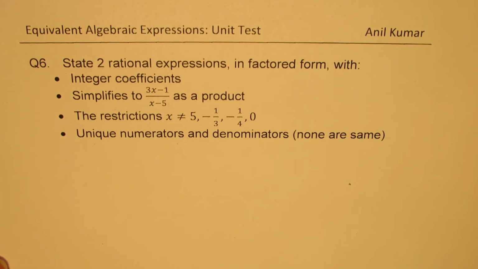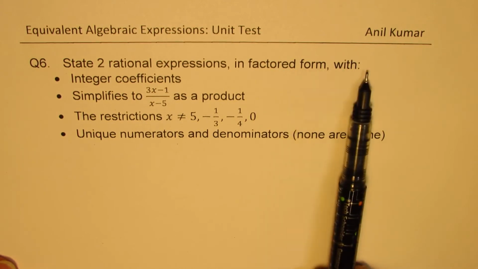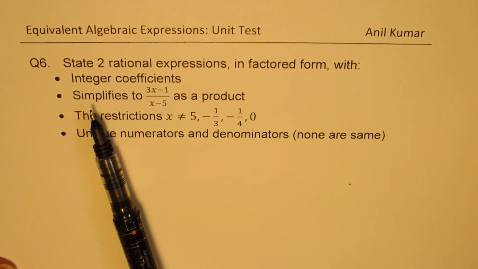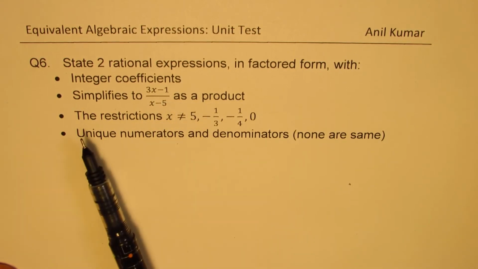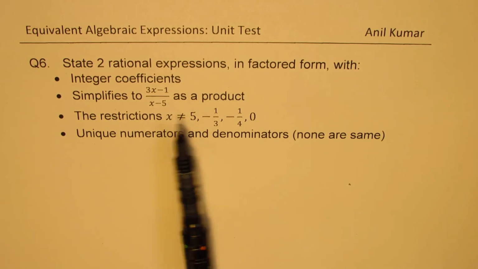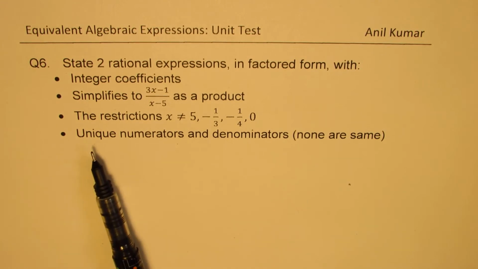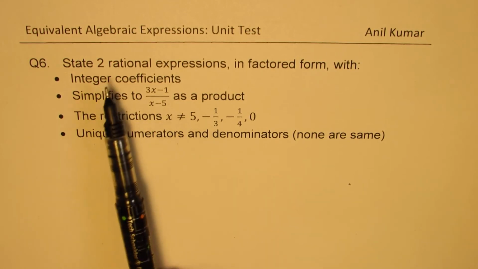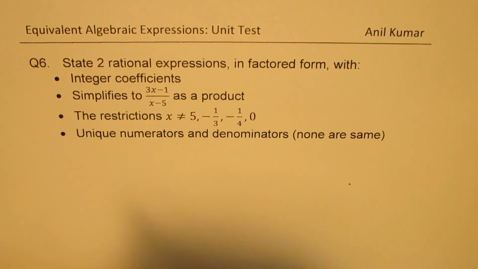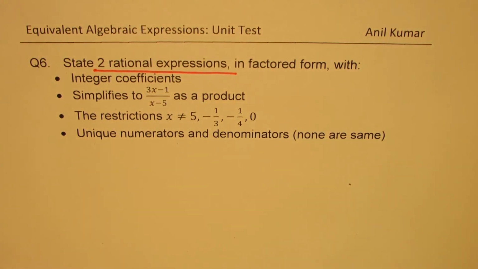The question here is, state 2 rational expressions in factored form with integer coefficients, which simplify to 3x minus 1 over x minus 5 as a product. The restrictions are x is not equal to 5, not equal to minus 1 over 3, minus 1 over 4, and 0. Unique numerators and denominators. That means we should not write just common terms here. And we have to write 2 rational expressions, right? So that is important. Sometimes you may just write 1 and lose half the marks, right? So first thing is we have to write 2 expressions.